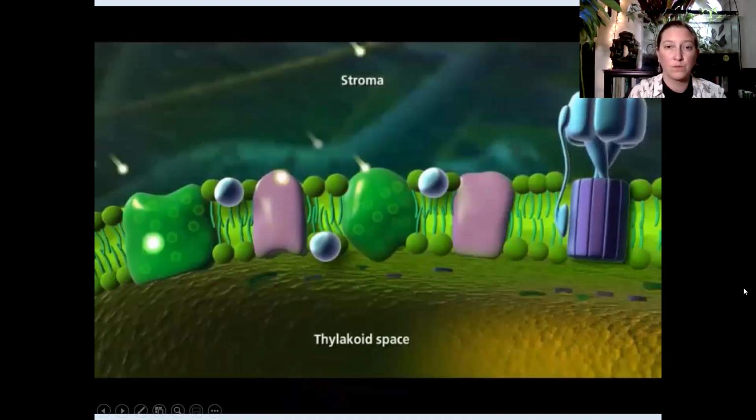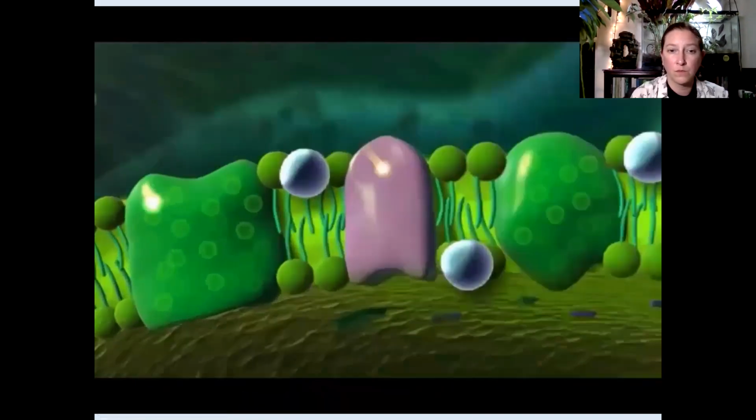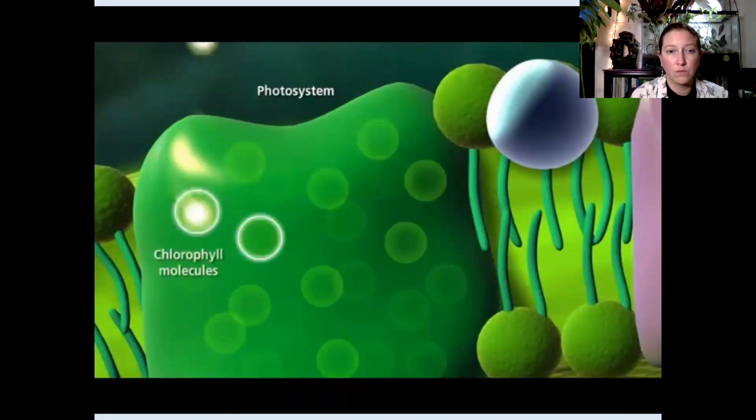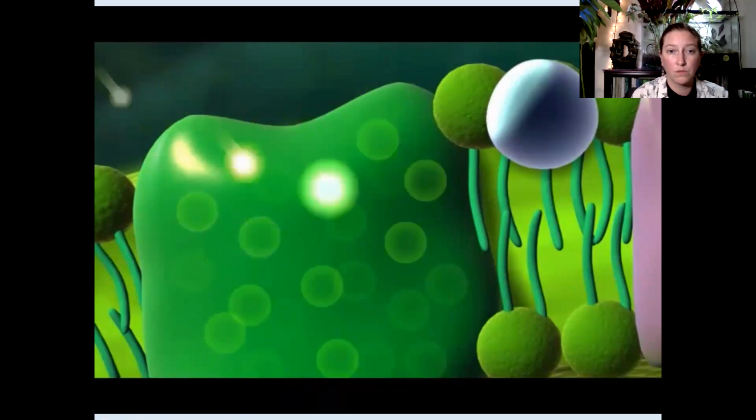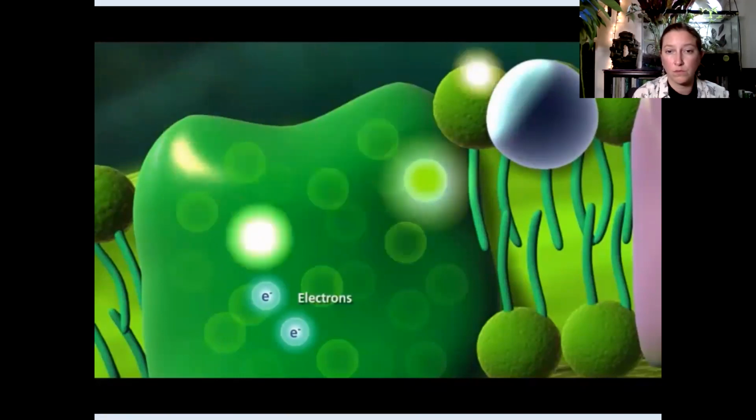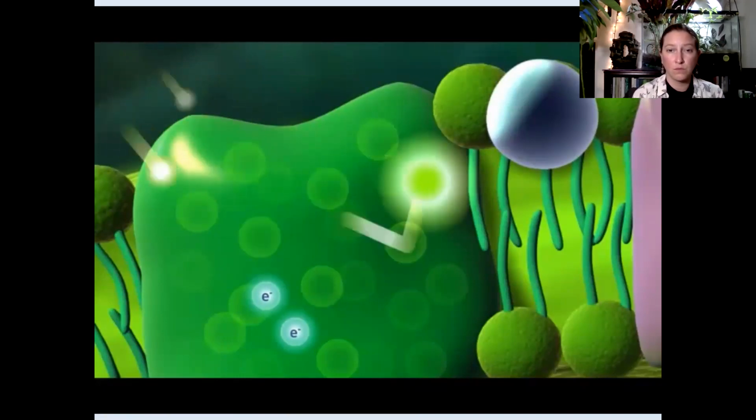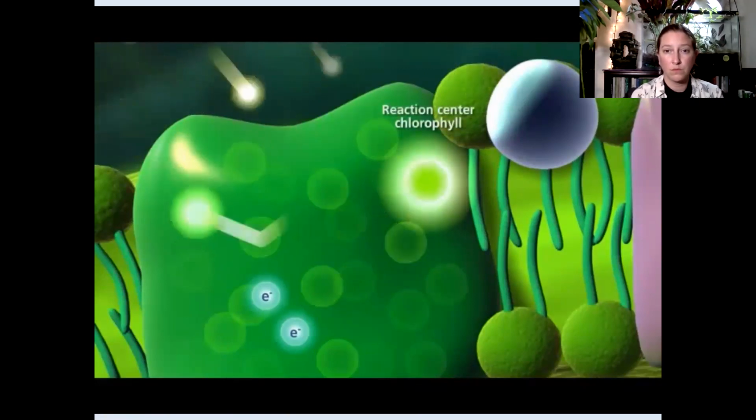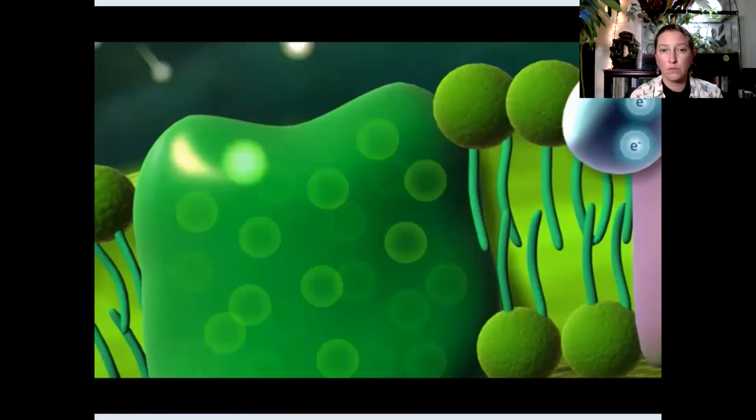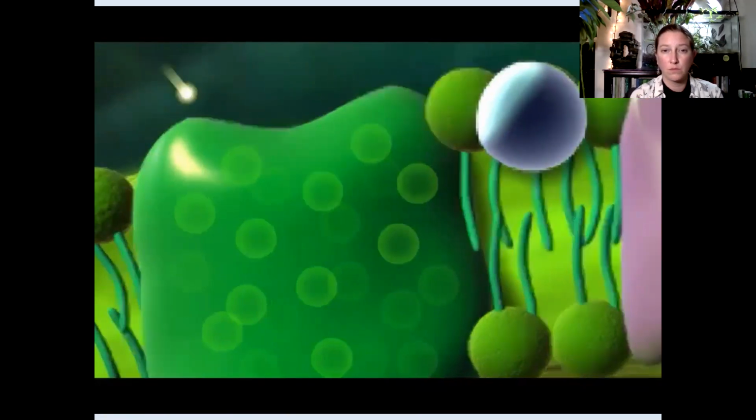In the stroma to manufacture sugars. The photosystems of the thylakoid consist of a network of accessory pigment molecules and chlorophyll, the molecules that absorb the photons of light. Within the pigment molecules, the absorbed light energy excites electrons to a higher state. Photosystems will channel the excitation energy gathered by the pigment molecules to a reaction center chlorophyll molecule, which will then pass the electrons to a series of proteins located on the thylakoid membrane.